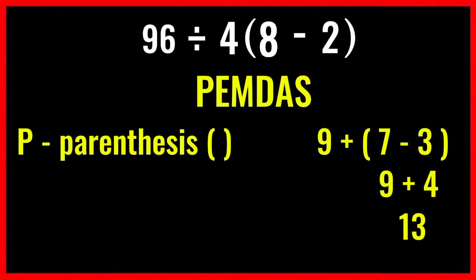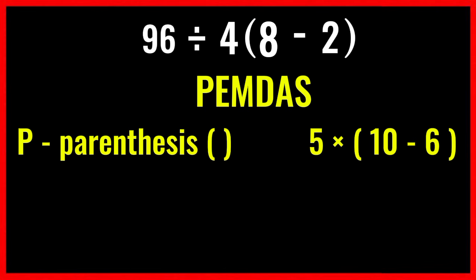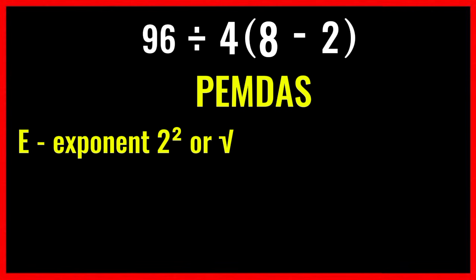Another example, 5 multiplied by the quantity 10 minus 6. Inside the parentheses, 10 minus 6 equals 4. Now multiply. 5 times 4 equals 20. Parentheses always come first. Next is E, which stands for exponents.